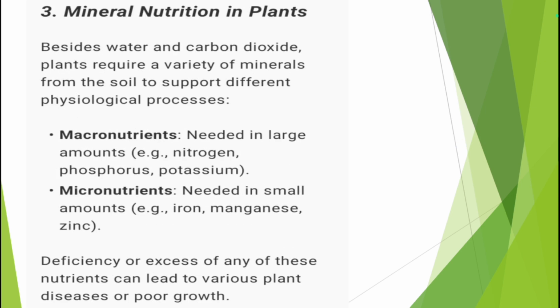Then, mineral nutrition in plants. We have completed the nutrition, meaning how they are taking the nutrients and how they are utilizing them. Now, mineral nutrition: from where they are obtaining the minerals. So, generally, plants obtain the minerals from the soil, okay, with the help of roots.